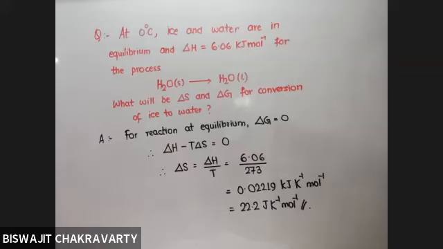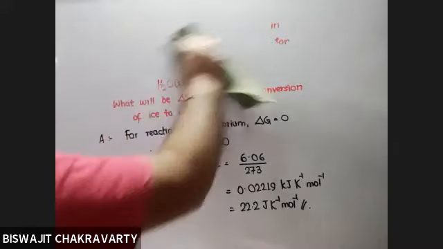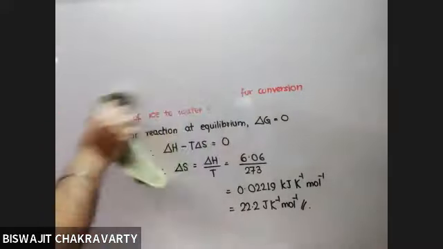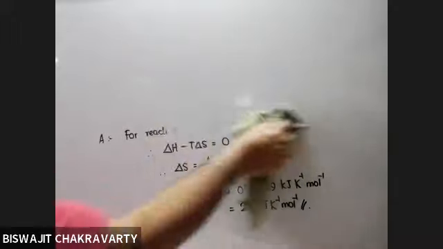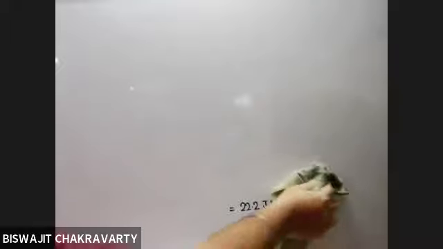Yes, sir. Okay. So mainly you'll have to remember that at equilibrium, delta G is 0. And with the help of delta G equal to 0, we need to calculate the delta S or delta H, whatever is asked for. Rest everything has to be given. Next question.